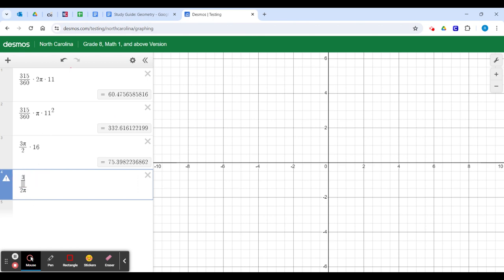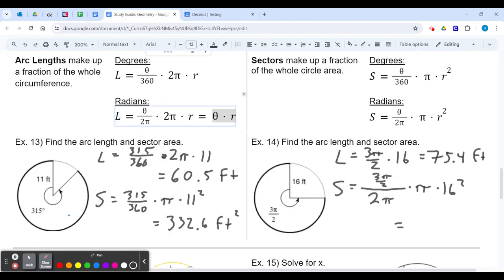And it's key to make sure that we are putting those in the right location. That big fraction should separate the top fraction and 2 pi. And then I'm just going to multiply by pi r squared, so times pi times 16 squared. That gives me 603.2 as my sector area. And that is in feet squared.